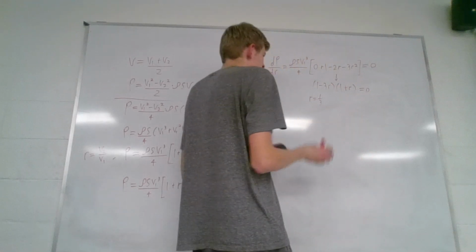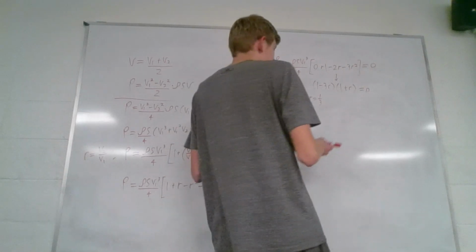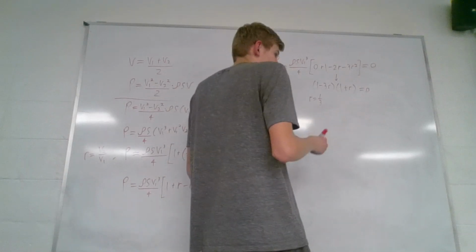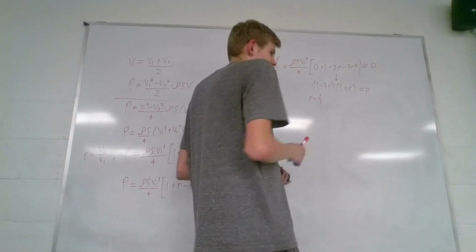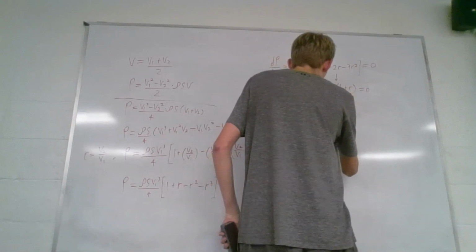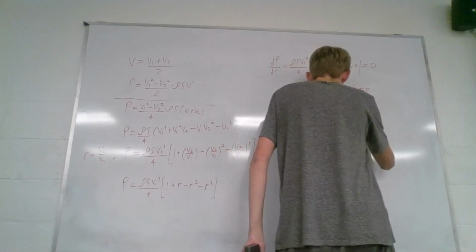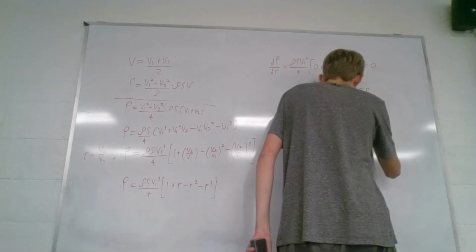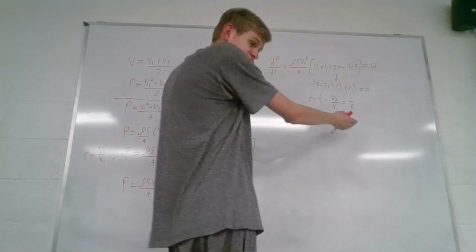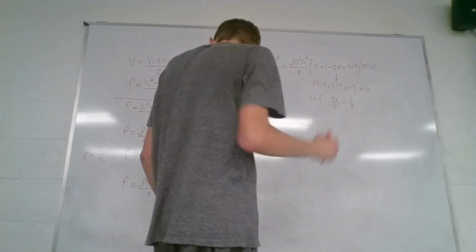of 1/3. And if you recall, our r value is our velocity at 2 divided by our velocity at 1, or the outlet and input. So this means that this is the ratio that we found.